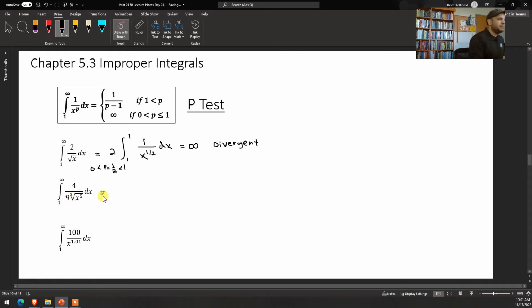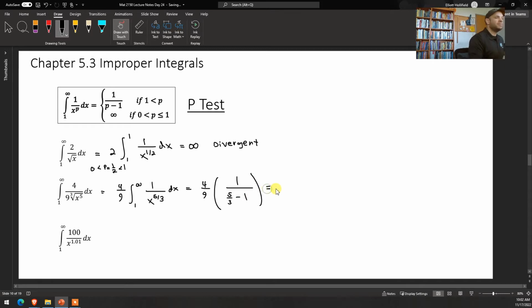Next, let's play the same game. I see this constant can come out front. 4 divided by 9. Then we have the integral from 1 to infinity of 1 over x raised to the 5/3. Now 5 is bigger than 3, so the power is bigger than 1. Therefore we can apply our rule. Don't forget our constant out front, and we get 4 over 9 times 1 over 5/3 minus 1.